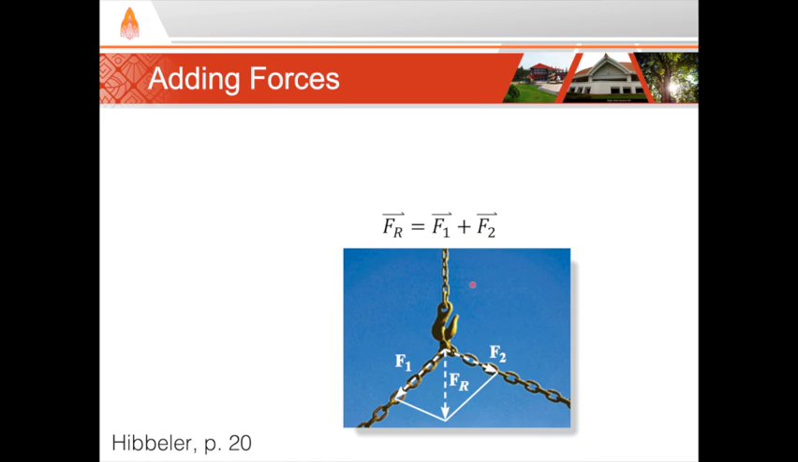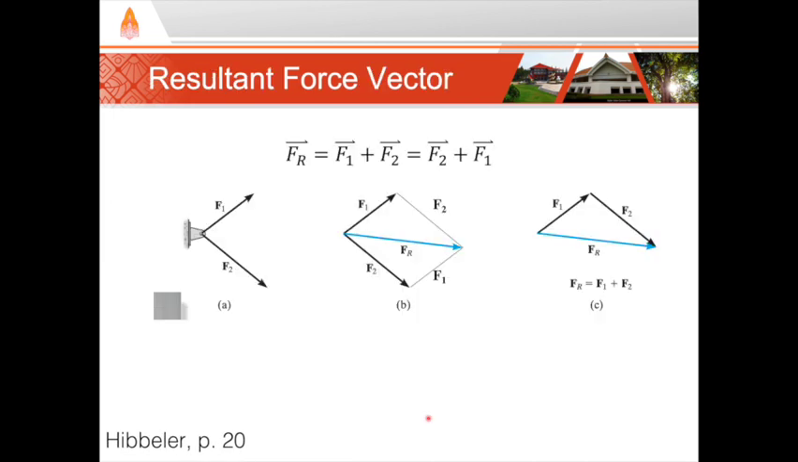Now we can imagine, as it's drawn here, the addition of these two vectors as a parallelogram. So we can move F2 over here and F1 over here, and we see that the shape is a parallelogram. And so we see that F1 plus F2 is just the same as F2 plus F1. So it doesn't matter the order that we add them. It adds up to the same resultant vector.